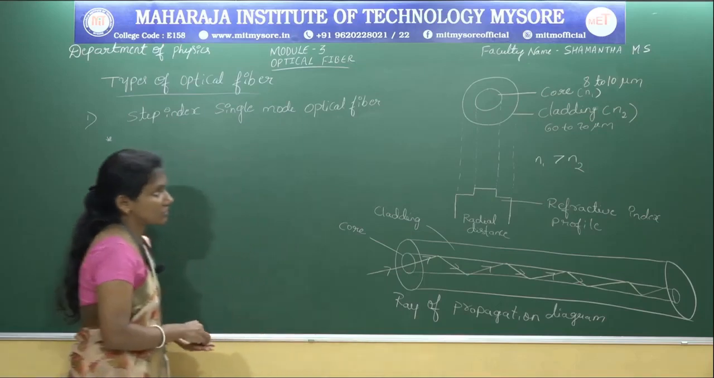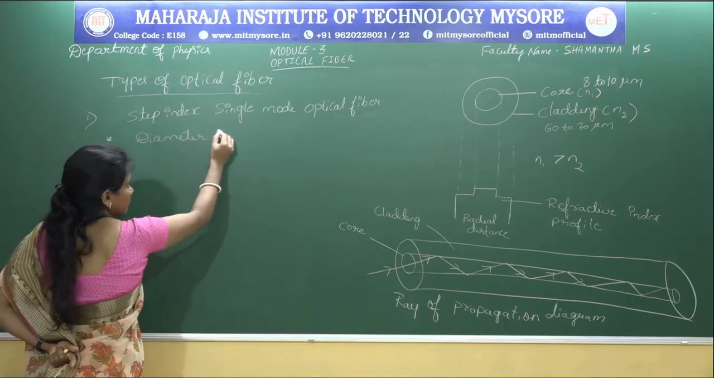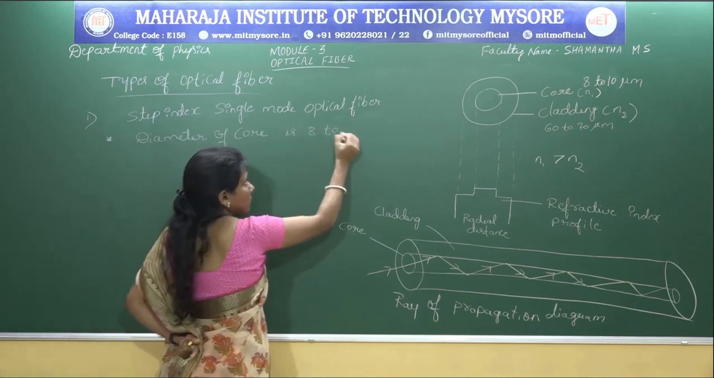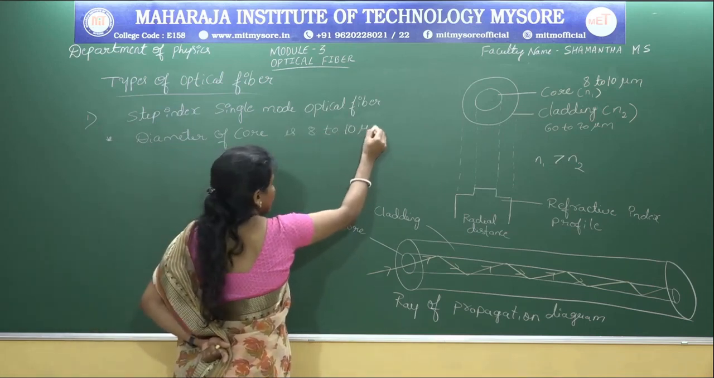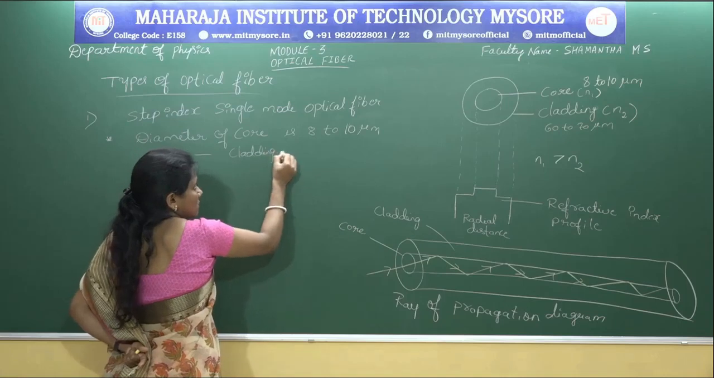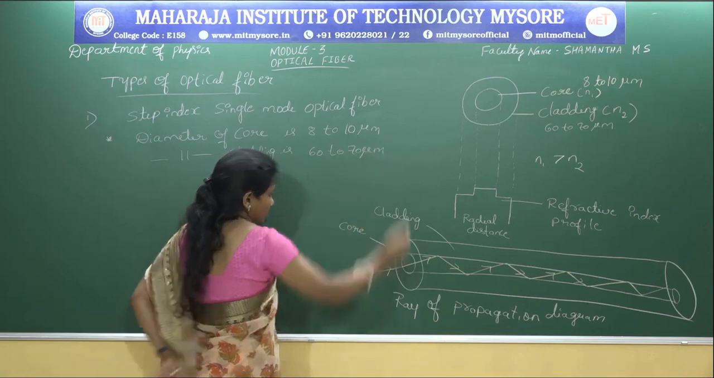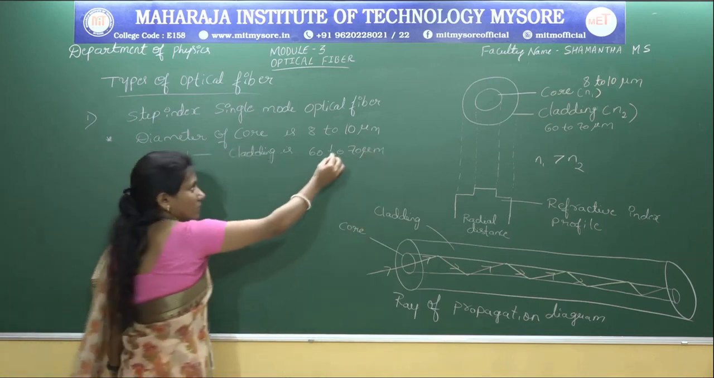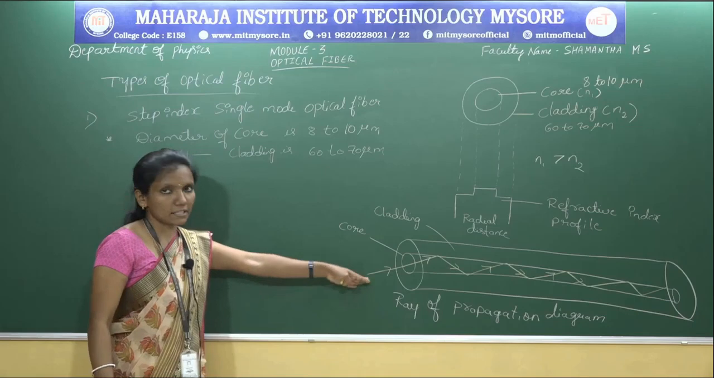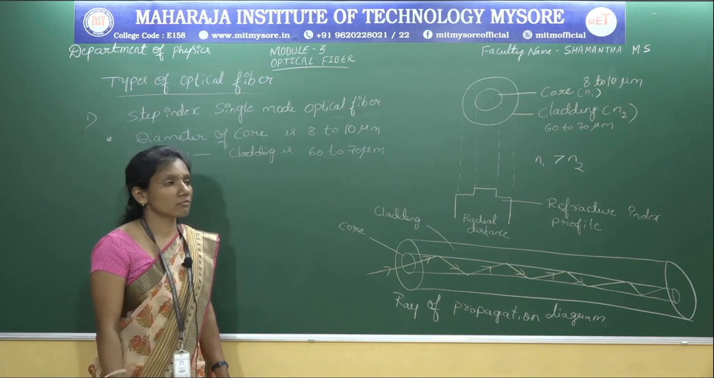First, the diameter of the core is 8 to 10 micrometer, and the diameter of the cladding is 60 to 70 micrometer. Okay, so it will propagate only a single ray of light inside the optical fiber. That's why it is called the step index single mode optical fiber.